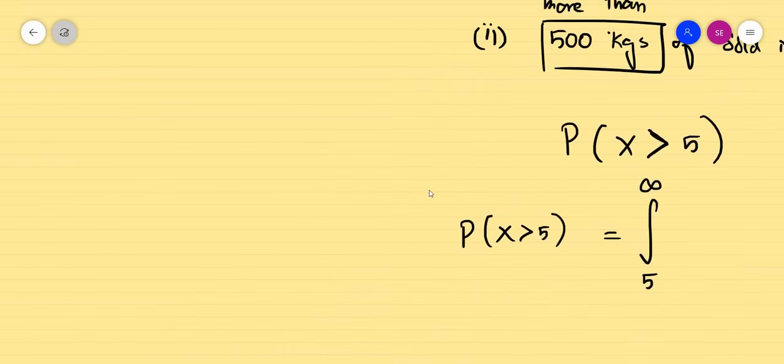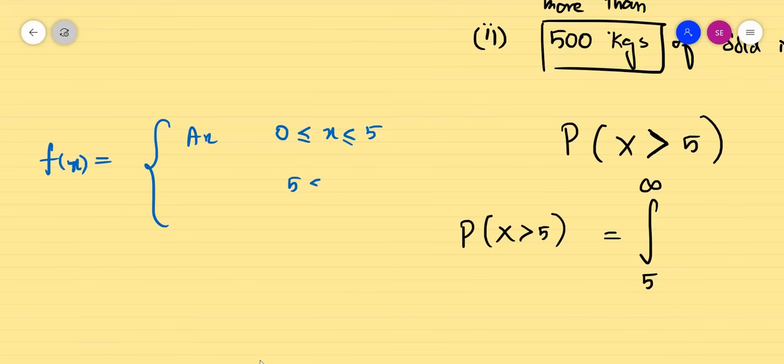So now we have to go for the question. In the question, what is our f of x? My f of x is A x for 0 to 5, A into 10 minus x for 5 to 10, and 0 otherwise.